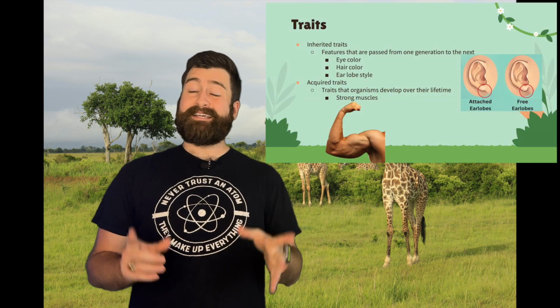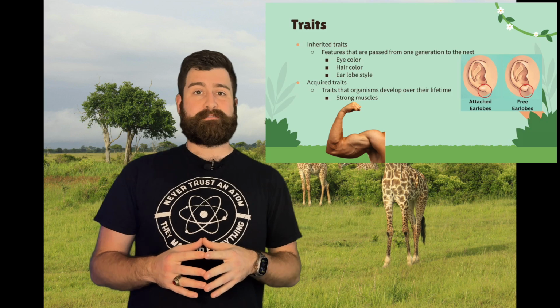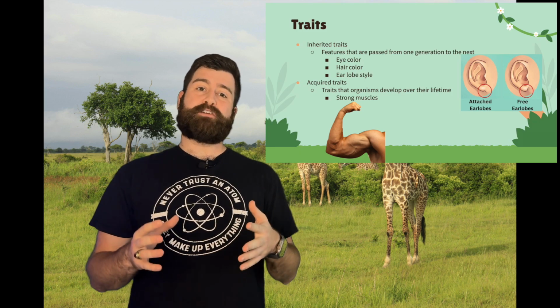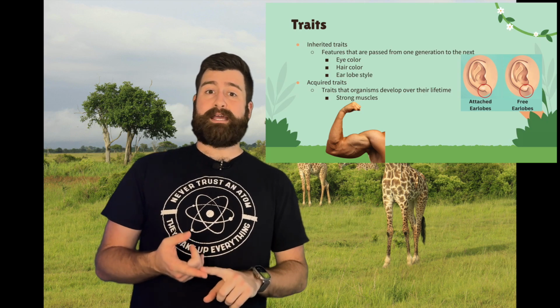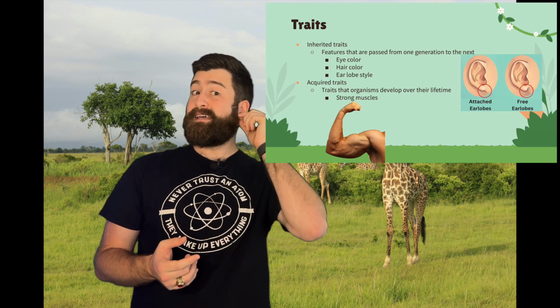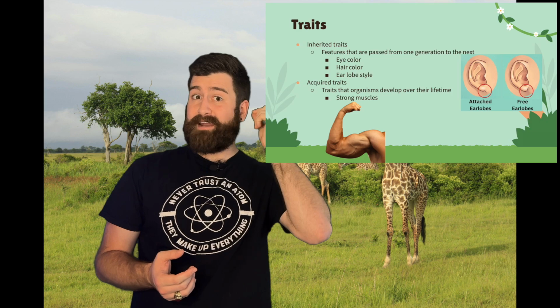In today's episode, we are going to be talking about natural selection. To start, let's talk about traits, specifically inherited traits. Inherited traits are features that are passed from one generation to the next. Examples of this include eye color, hair color, and earlobe style, attached or not attached.